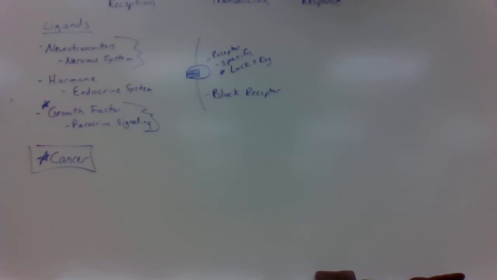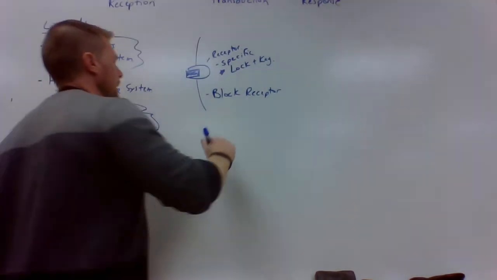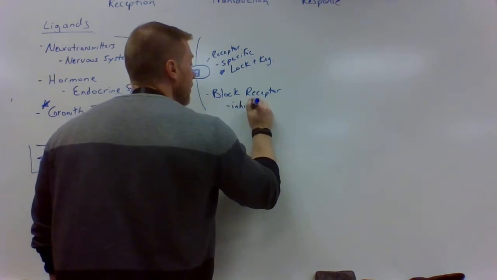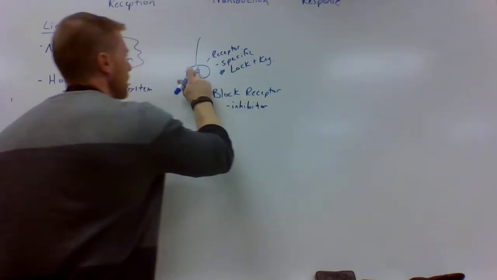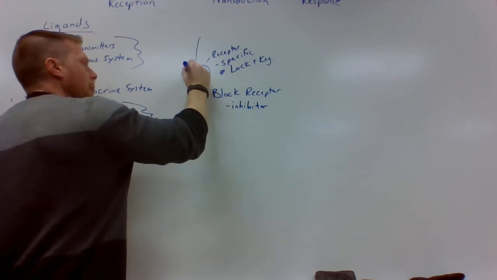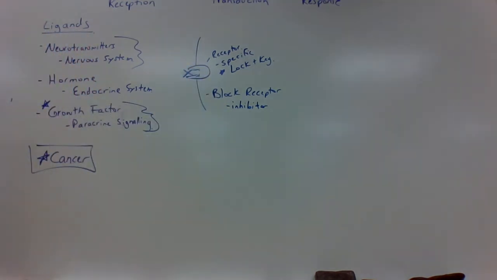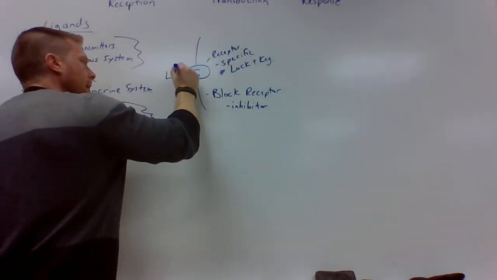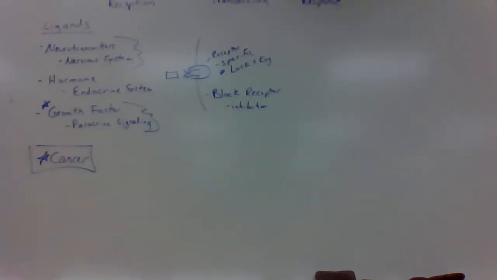And the way that you can block the receptor is to use something called an inhibitor. So an inhibitor is something that would bind to the receptor, and it would prevent the ligand from being able to bind. So if you can use some type of chemical that can bind to and block a receptor, then that ligand would not be able to bind, and that cell would not be able to produce its response. Does that make sense to you guys?